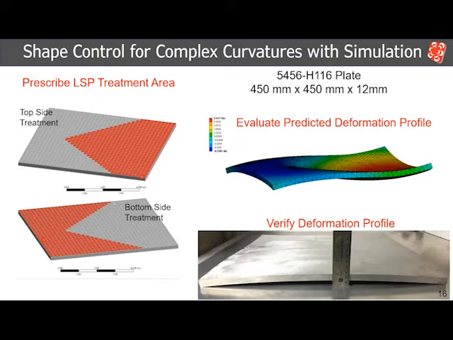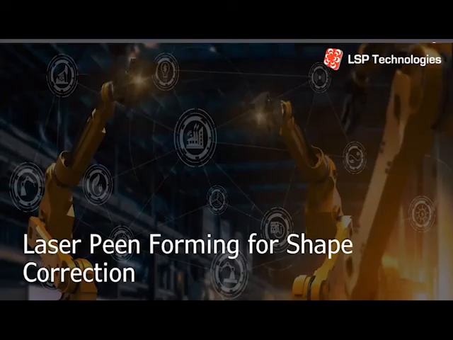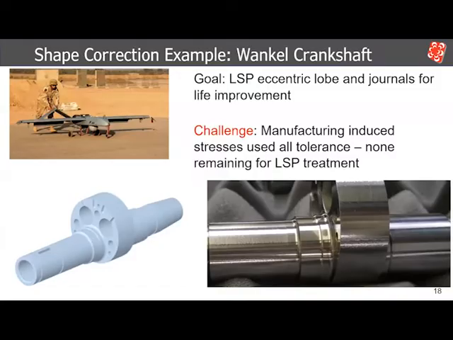This approach to modeling is the same that we use in peen forming as well as inside of our shape correction process. So jumping into peen forming for shape correction, here are a couple of use case examples to walk through, just to provide a synopsis of how this might work. One of our applications is surface treating a Wankel engine crankshaft to benefit the life improvement.